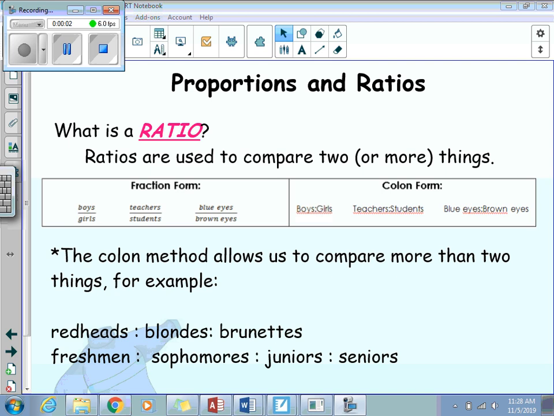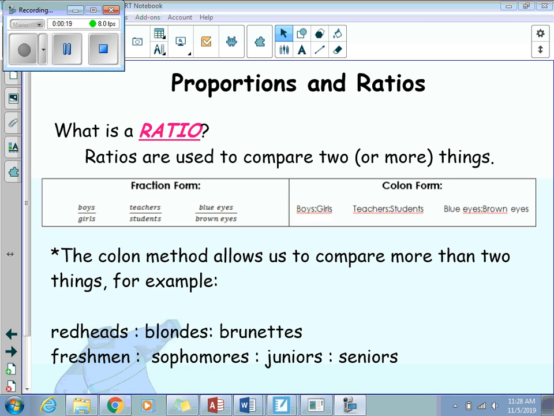Okay, so we're going to talk about proportions and ratios. This is going to help us set up for our similar triangles unit because we're going to create a lot of proportions and ratios in order to solve for missing sides of these similar triangles.